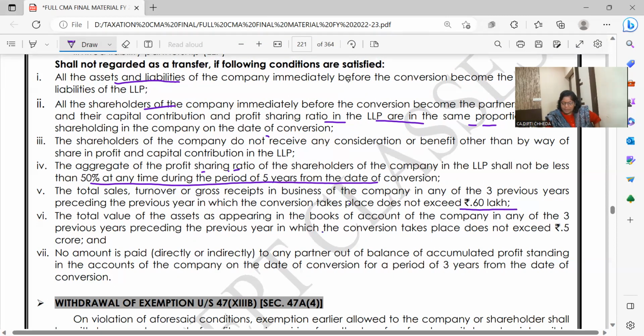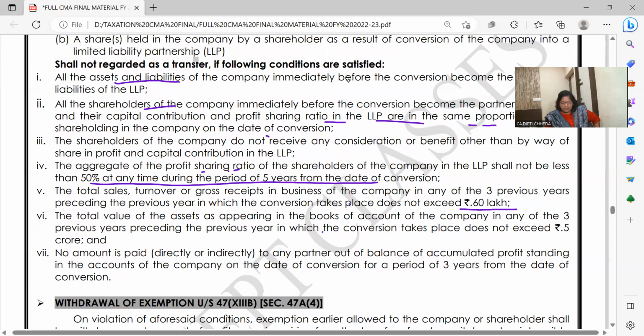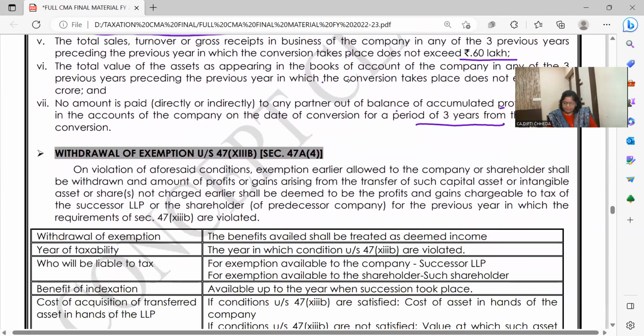Total value of assets as appearing in the books of accounts in any of the three preceding years in which conversion took place does not exceed 5 crores. Clear? So the total value of the assets as appearing in the books of accounts of the company in any of the three preceding years should not exceed 5 crores. And no amount is paid directly to the partner out of the accumulated profits, at least for the coming 3 years. So within 3 years, if you transfer the reserves to the partner, or if the old partners are going, then conditions are not satisfied. Right.